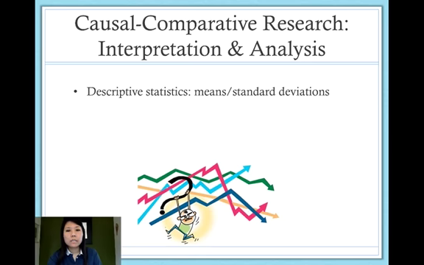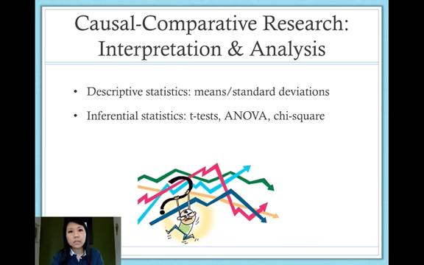Okay. Interpretation and analysis. The first thing you want to look at for this type of research is descriptive statistics, means and standard deviations. And there's different types, right? You can run t-tests, you can do ANOVA analyses, and chi-square analyses. All of these different tests are basically causal comparative research. We're comparing differences between groups. So we might find that white kids have an achievement score of 100 and black kids have an achievement score of 100. Like their means are the same.